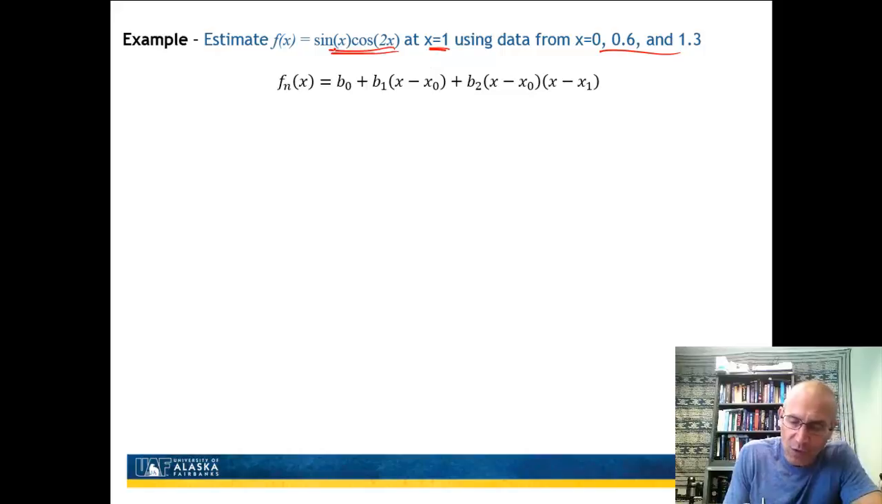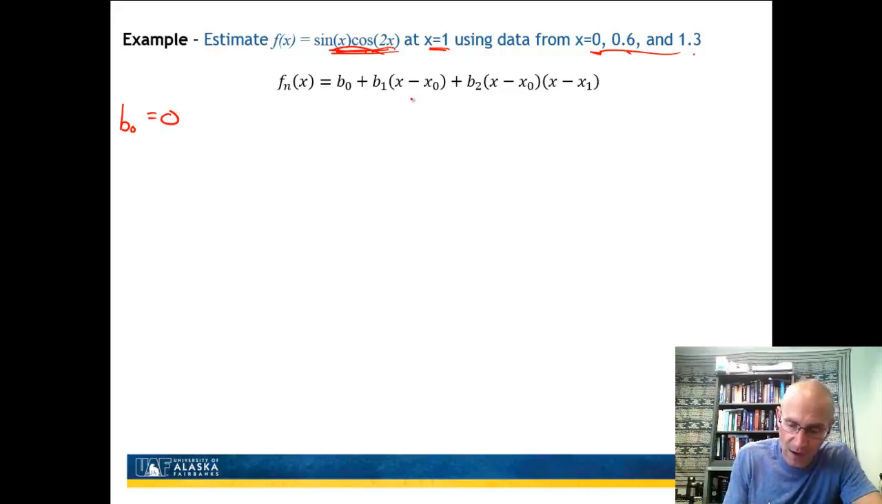Now, of course, we don't normally have our function. We would just have those values of what f of x is. So you would determine what f of x is at 0, 0.6, and 1.3. I'm going to use this function because then we can determine the exact amount of error that we have. But effectively, we've got these 3 points at those 3 x values. And so the first thing we're going to do is find b0. And it turns out b0 is equal to 0.